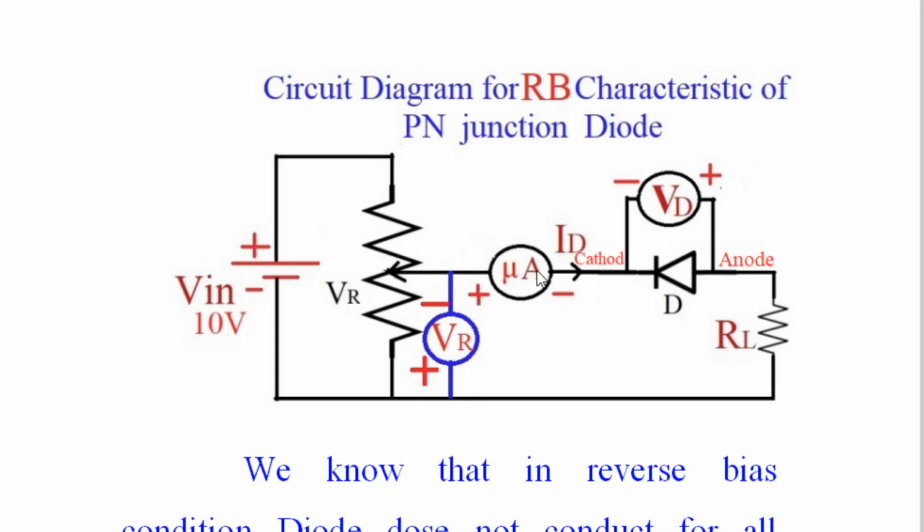Secondly, we are going to measure the current in microampere, how much current is flowing. And of course, that current is reverse current. See here, cathode to anode. The direction of current is cathode to anode. So the second parameter, in the second column, is your reverse current in microampere. And the third parameter which we always measure is the voltage across the diode, that is VD.